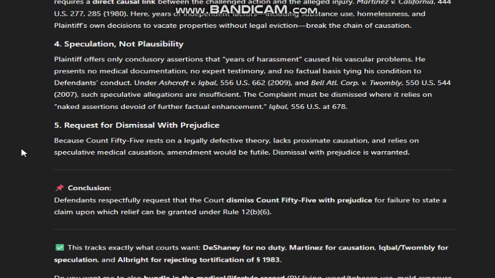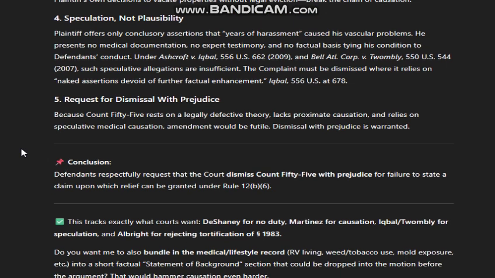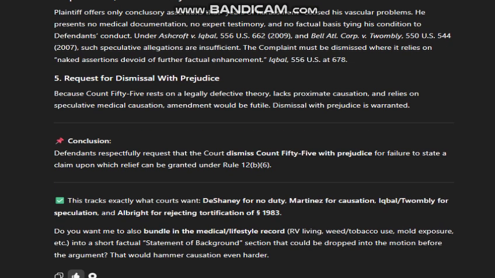5. Request for dismissal with prejudice. Because Count 55 rests on a legally defective theory, lacks proximate causation, and relies on speculative medical causation, amendment would be futile. Dismissal with prejudice is warranted. Conclusion: defendants respectfully request that the court dismiss Count 55 with prejudice for failure to state a claim upon which relief can be granted under Rule 12(b)(6).